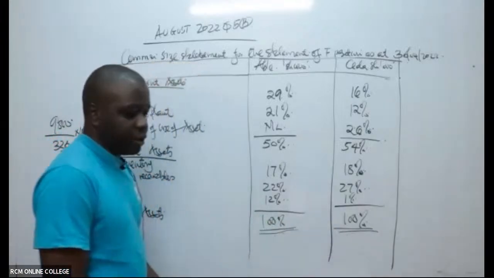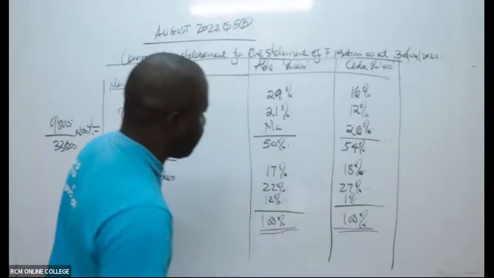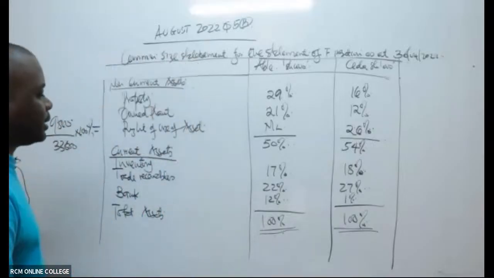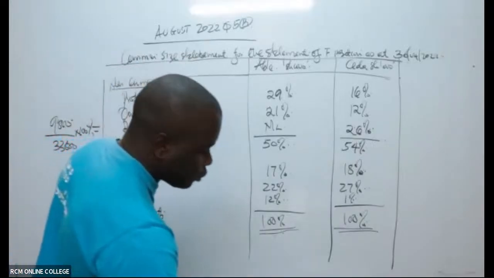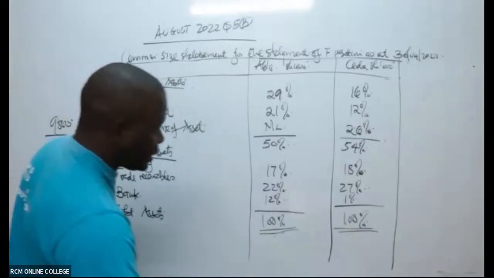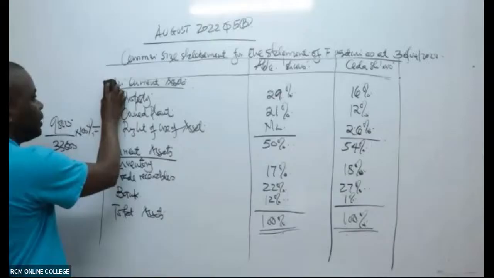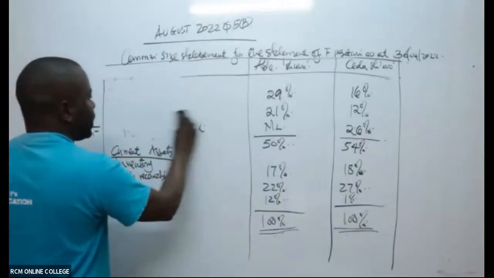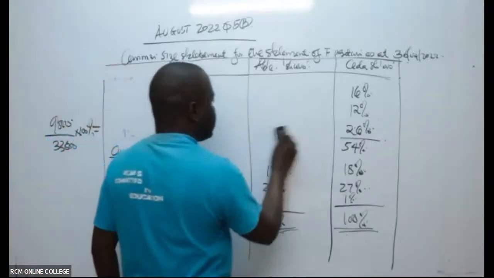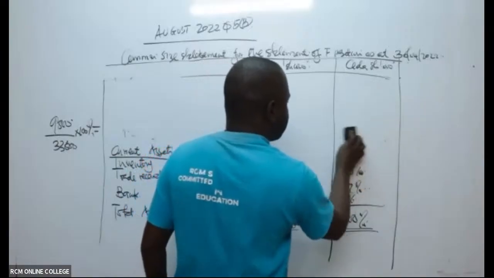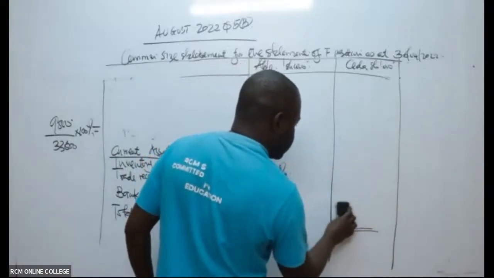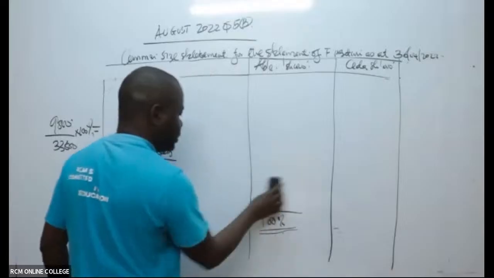Then you can go to the side of the equity and liabilities. To continue, you can continue down here in your table. But now let me put the side for equity and liabilities.